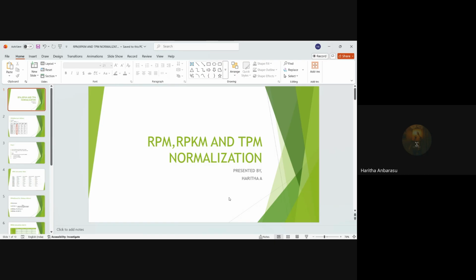Good evening to everyone. Today we'll see about RPM, RPKM, and TPM normalization. First, let's see about RPM.